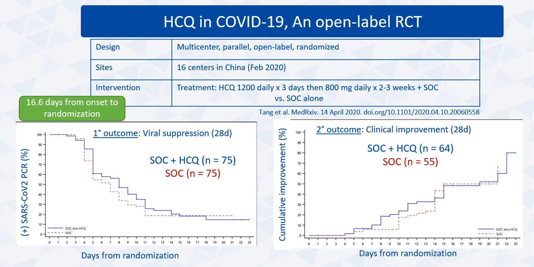Anyways, the primary outcome they wanted to look at was viral suppression. And for patients, from onset of disease to randomization, the average time was 16 days, so over 2 weeks. If we look at the graph on the bottom left-hand side, we're looking at positive SARS-CoV-2 PCR on the y-axis. The blue line is the hydroxychloroquine plus standard of care. The red line is standard of care alone. And you can see there's really no difference within those 28 days that they looked at it.